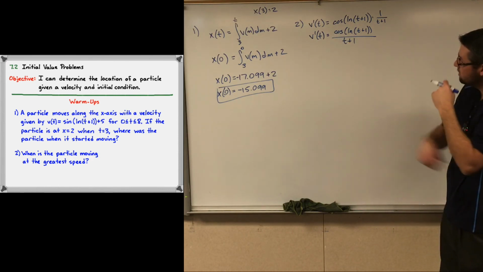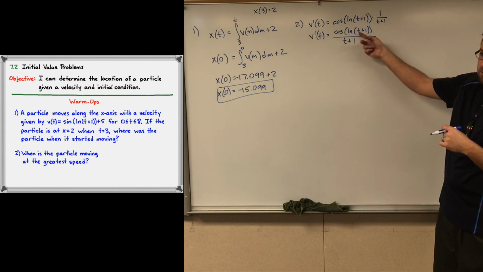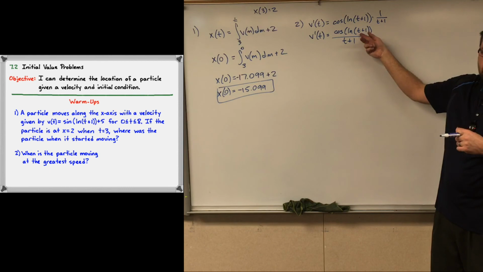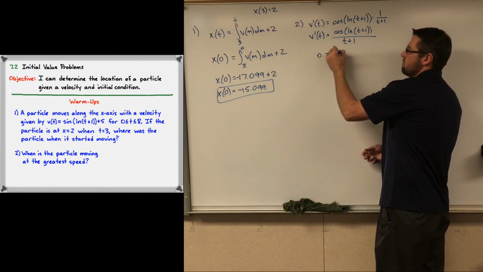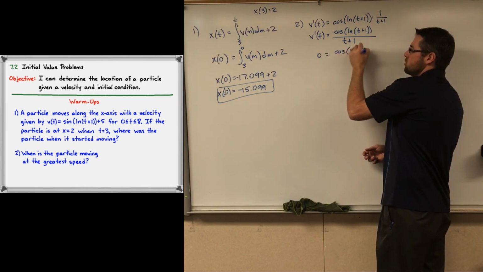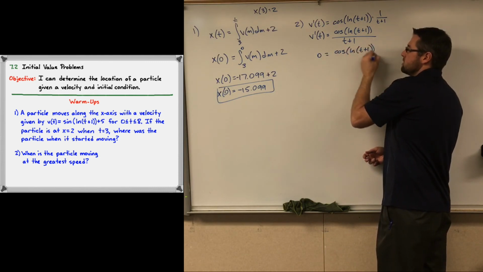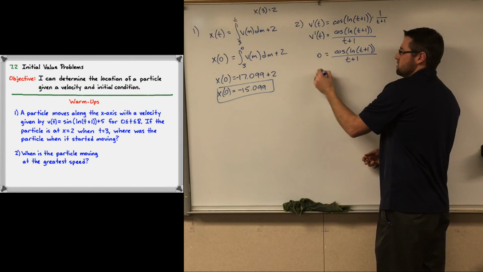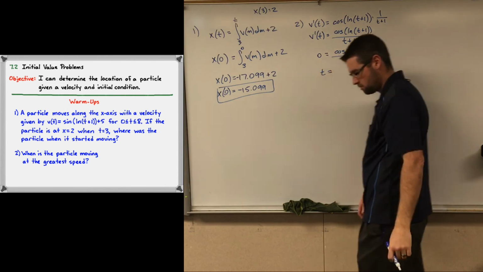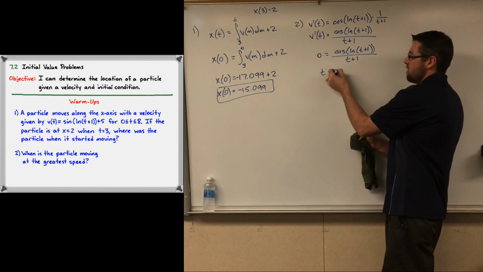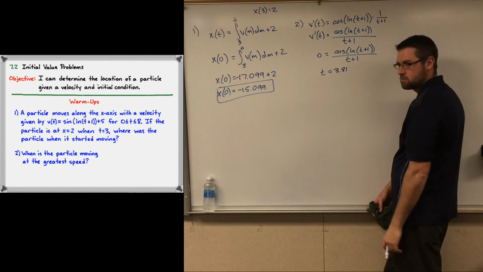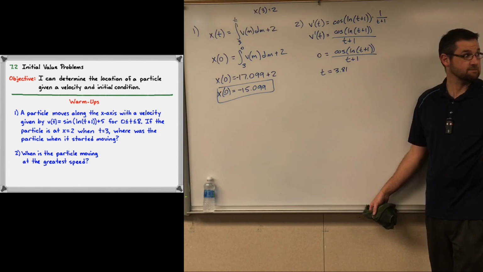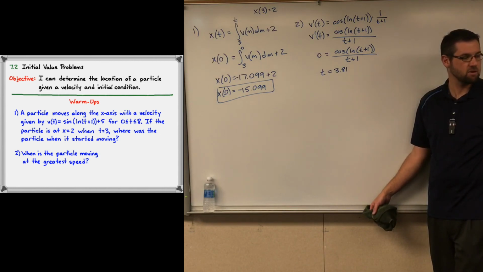T equals -1 because of this. What about up here? When t equals -1, because you can't take the natural log of 0, right? But the domain is 0 to 8. So we're going to set this equal to 0. So do it if you didn't do it. You need to practice this and figure out when this happens. So t equals, what is it? 3.81? 3 decimals. You guys are killing me.